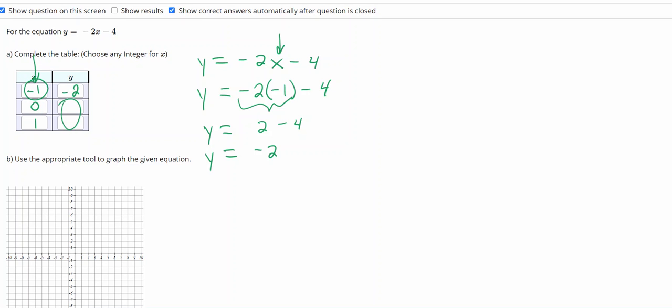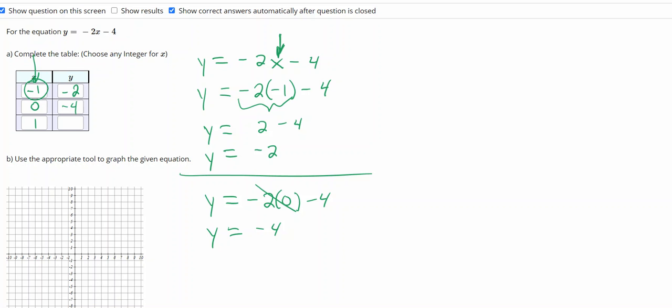Okay, so we did the first one where we put in -1. So now I'm going to put in 0. So now this would be y is equal to -2, right? But now instead of an x, I'm putting in 0. Then -4. So we've got y is equal to, and then -2 times 0, right? That cancels. 0 is always nice. So then that's just -4.